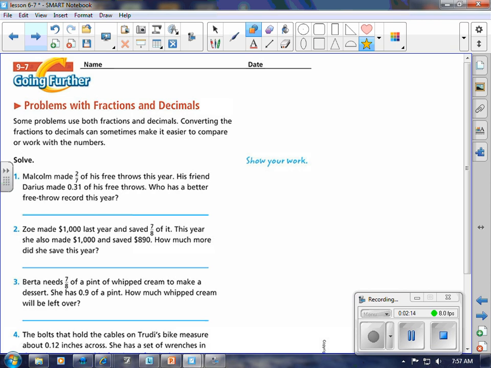Malcolm made 2/7 of his free throws this year. His friend Darius made 31/100 of his free throws. Who has the better free throw record? What you need to do is convert 2/7 into decimal form.